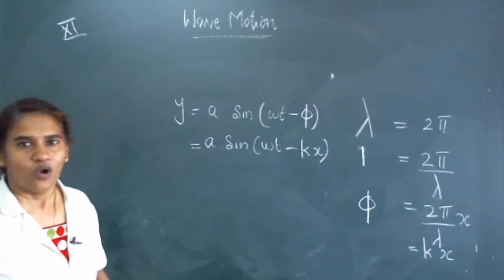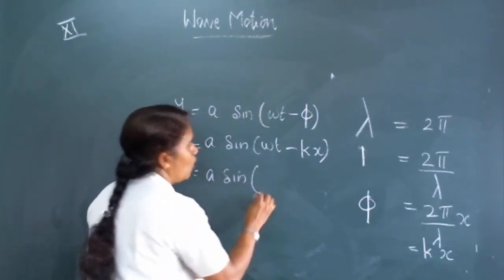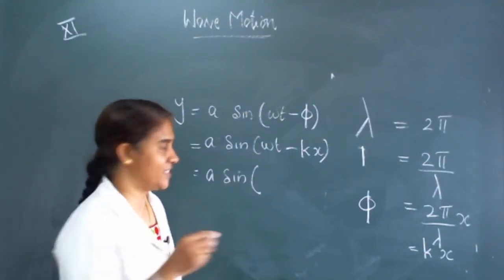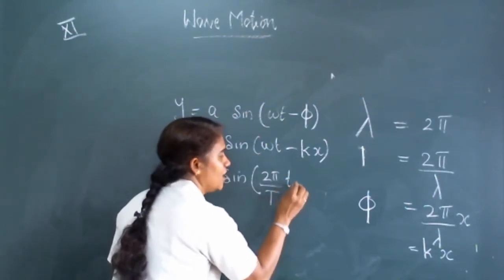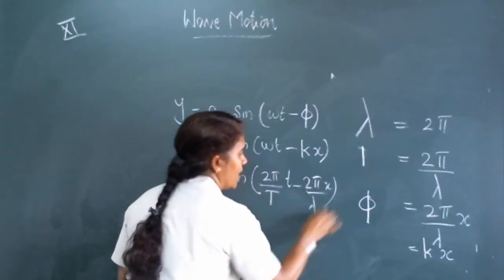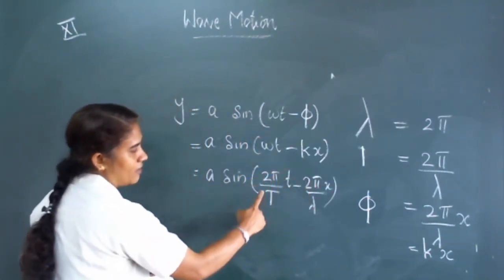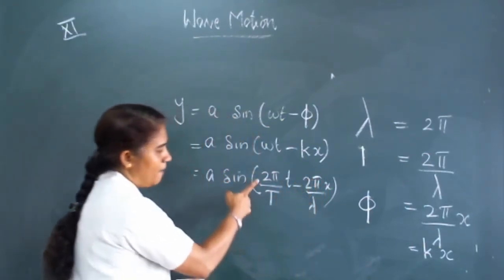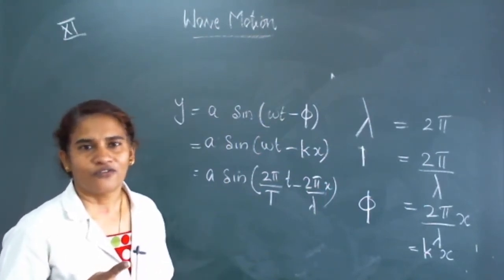Another form: A sin omega t, where omega means 2 pi by T, a formula we have studied. We can apply 2 pi by T into t minus k, which is 2 pi by lambda, into x. So 2 pi by lambda into t by capital T, and here 2 pi by lambda into x. But 1 by T is what? Frequency.